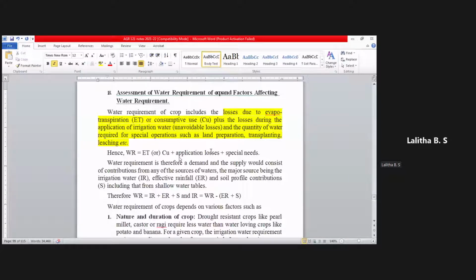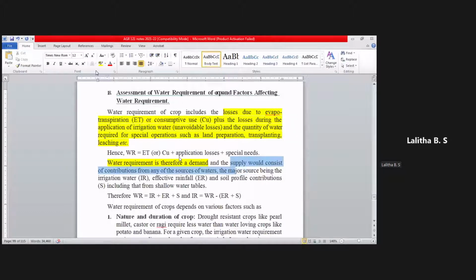Application and conveyance loss: the source is somewhere, and if we are taking water from the source to the field, then in the channel the water is going to be lost. If you take 1 TMC of water, by the time it reaches the real field it may be only 3/4 of a TMC, so that we have to consider. Therefore the water requirement is from the demand side, and on the other side we can see water supply. Whatever I told you is from the demand side; on the other side is the supply side contribution.